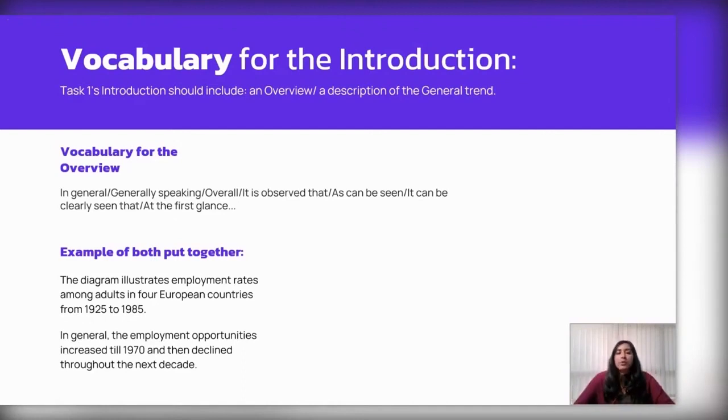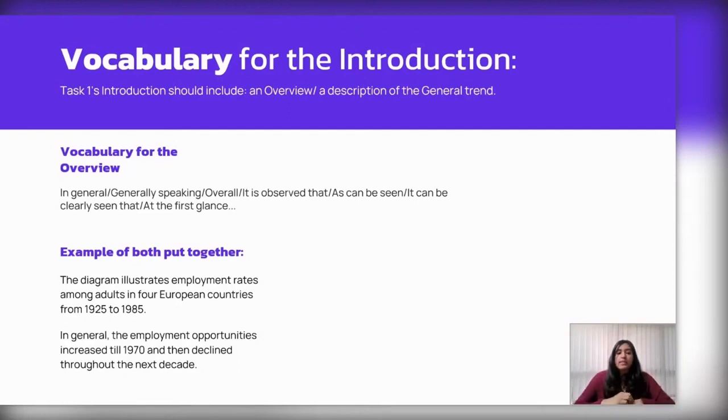Okay, so let's put both of them together, the introduction and the overview. It could look something like this. The diagram illustrates employment rates among adults in 4 European countries from 1925 to 1985. In general, the employment opportunities increased till 1970 and then declined throughout the next decade. Okay, there's a lot of good vocabulary in there.